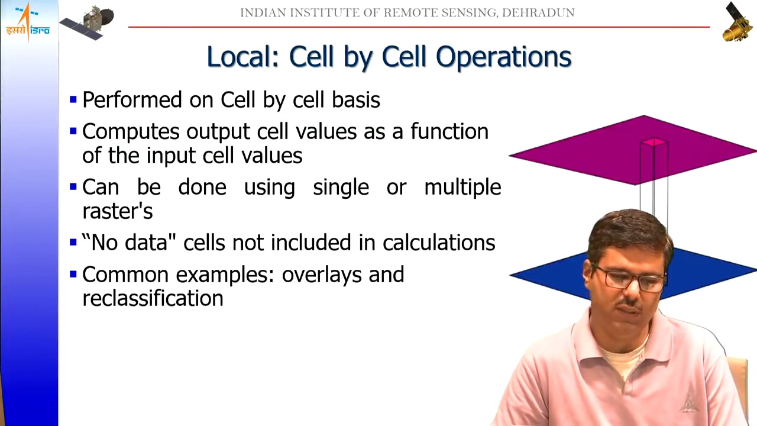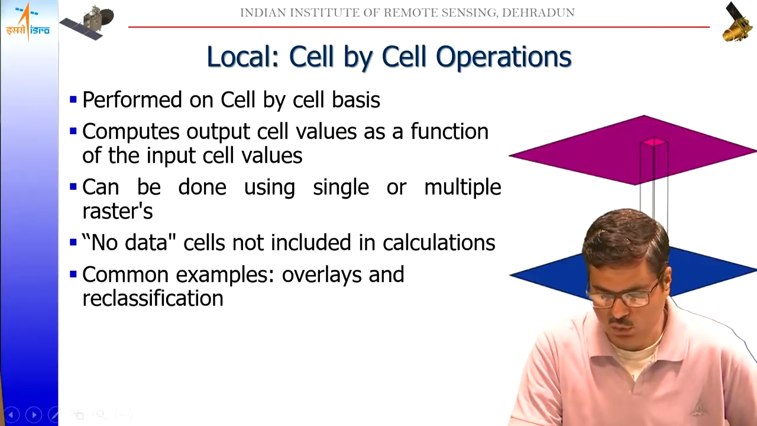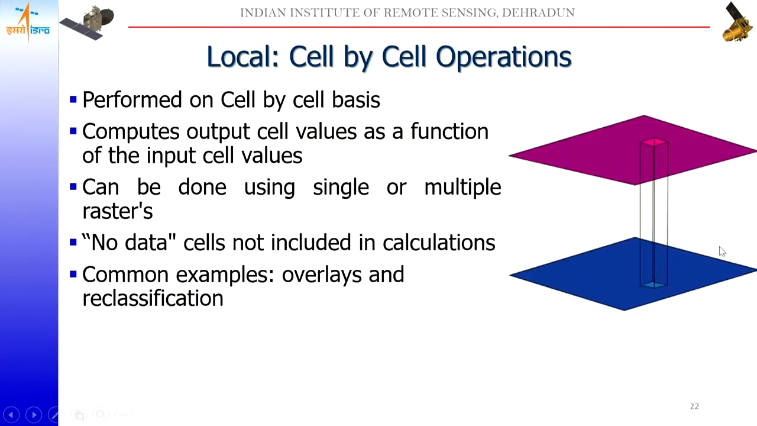Now talking about the local operation, as I said, it is done on a cell by cell basis. Suppose this is input layer 1 and this is input layer 2. Let's take an example of NDVI, so a NIR band and an R band. Then with reference to each and every pixel, I can compute the NDVI, which is NIR minus R divided by NIR plus R. So as I said, it is done on a cell by cell basis. The output value is a function of the input value. In this case, we are doing an NDVI computation. Now this can be done on a single layer also, or on multiple layers.